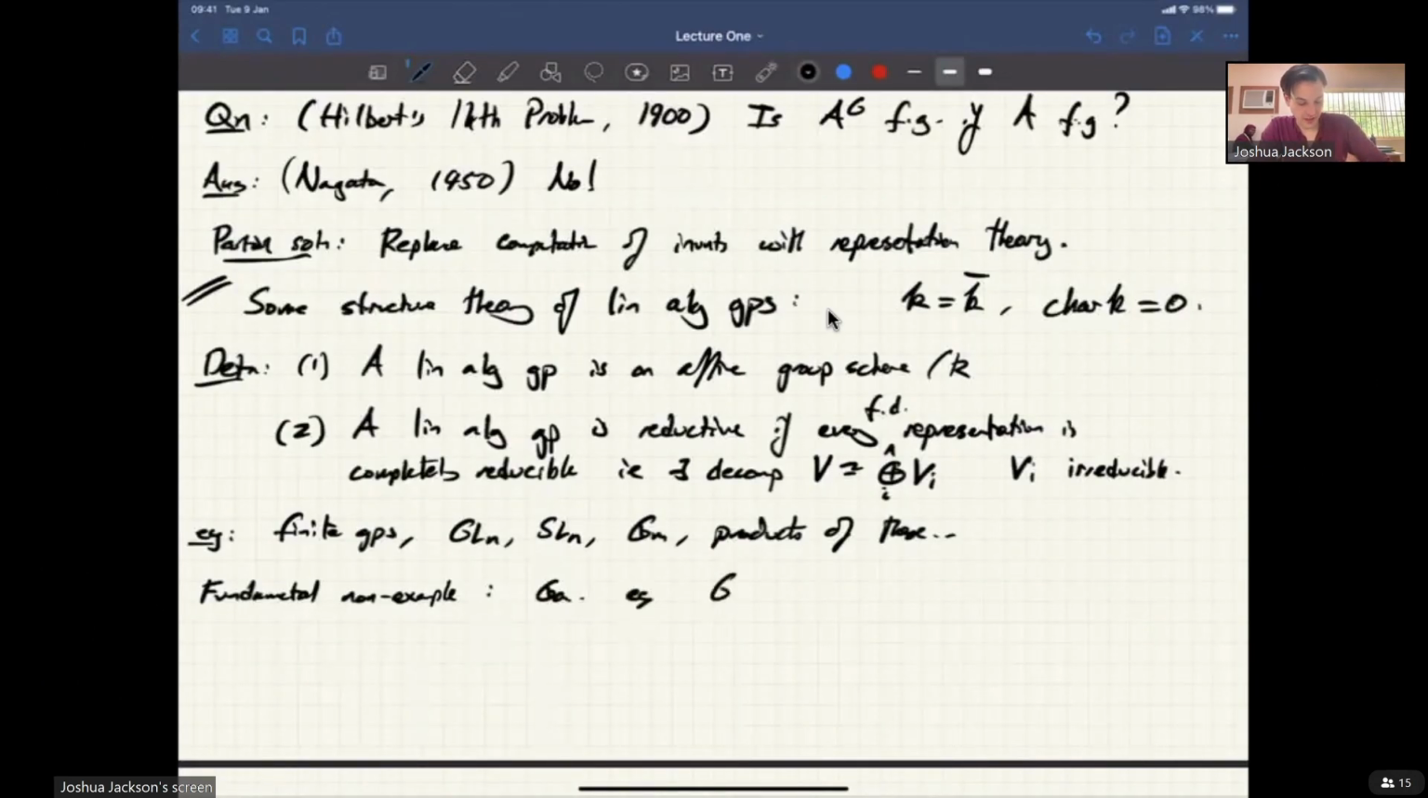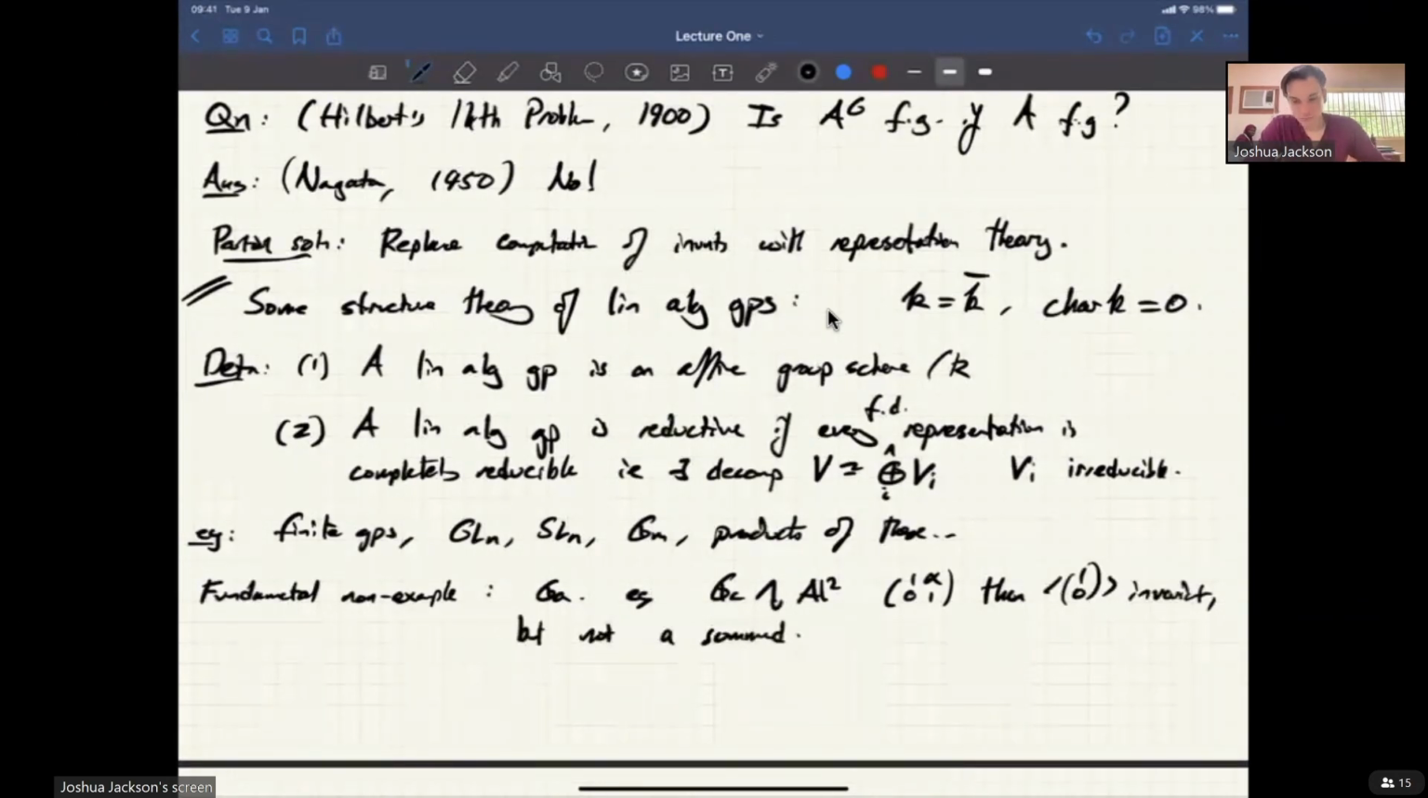So, e.g., if I take G_a acting on A^2 by this action I already wrote down, this embedding into GL_2, then (1, 0) is invariant. Sorry, the span of (1, 0), I should say, but not a summand. So, of the one-dimensional linear algebraic groups, you've got G_a and you've got G_m, and G_m is the nice, well-behaved one, and G_a is like its evil twin. Things go wrong for G_a all over the place.